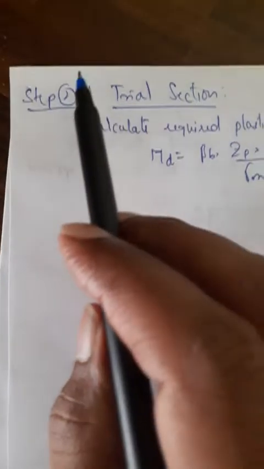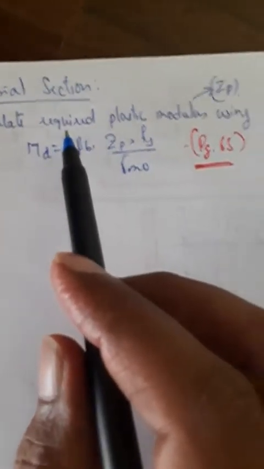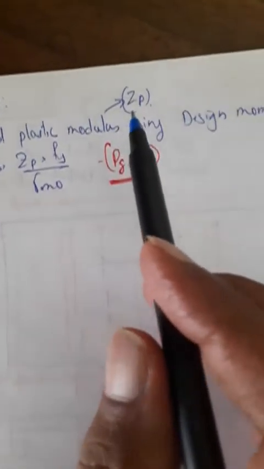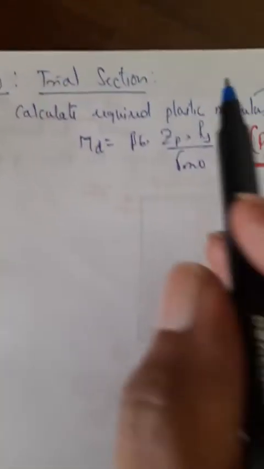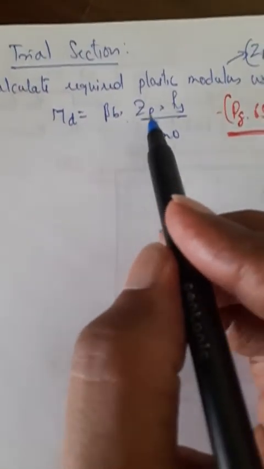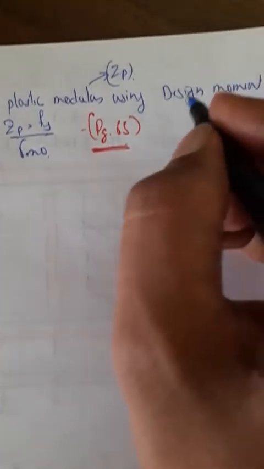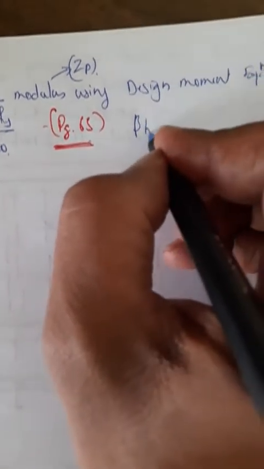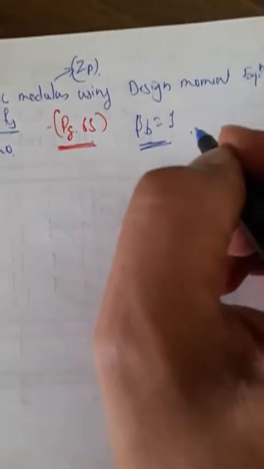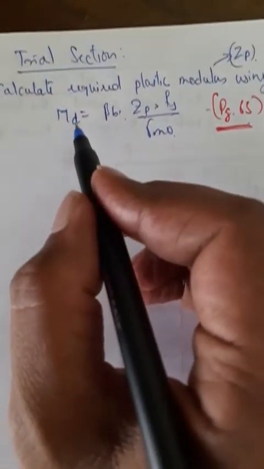Now once loads are calculated, I have to start with the trial section. So step 2, trial section. Calculate required plastic modulus ZP using the design moment equation. So this is the equation available in the code. MD is equal to beta B ZP Fy by gamma m naught. This is available on page 63. I have to design for plastic sections. Hence, beta B is equal to 1 for plastic sections. So I know the value of MD.